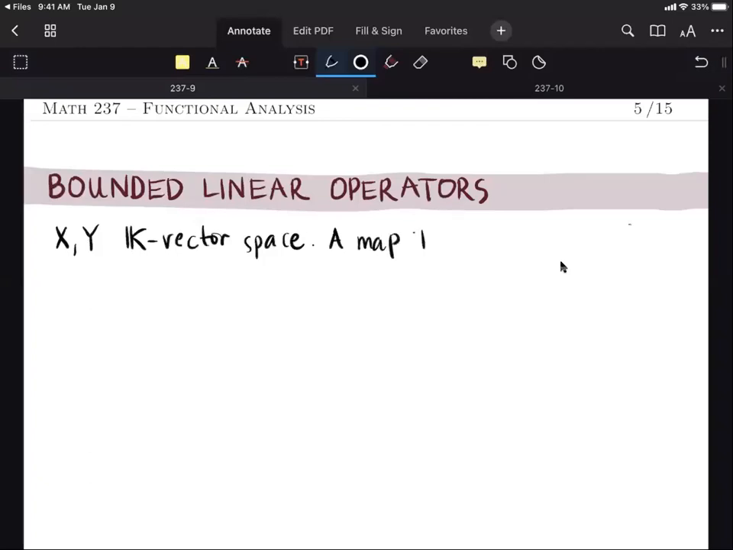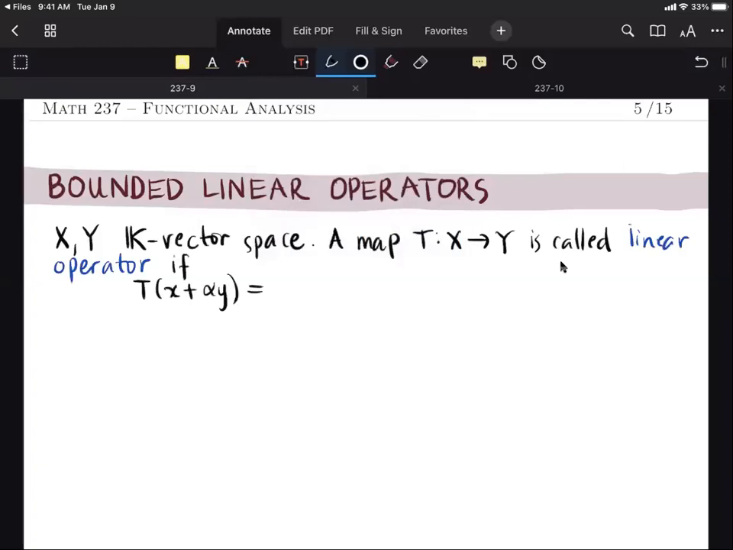We say that a map T from X to Y is a linear operator if the following equation is satisfied. So T of x plus alpha y is equal to T of x plus alpha T of y, for any pair of vectors x and y in capital X, and for any scalar alpha in the field K.